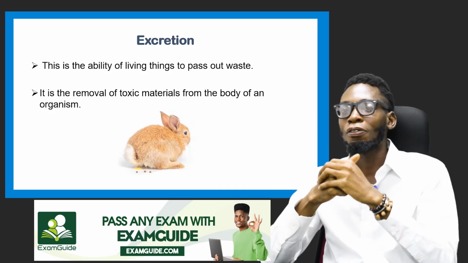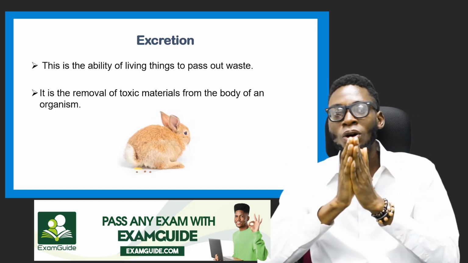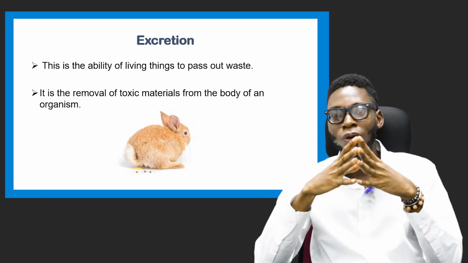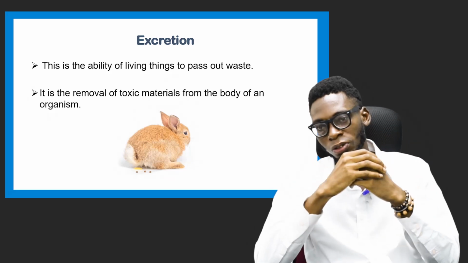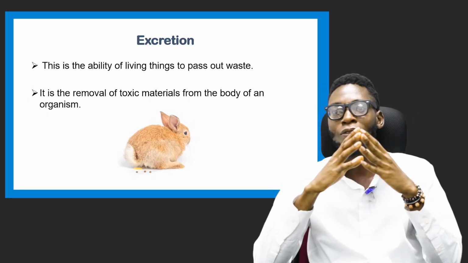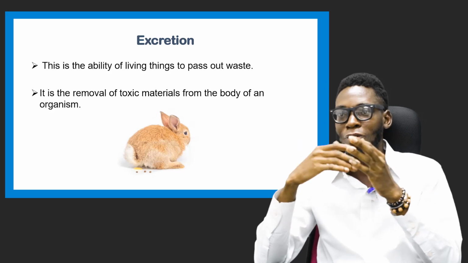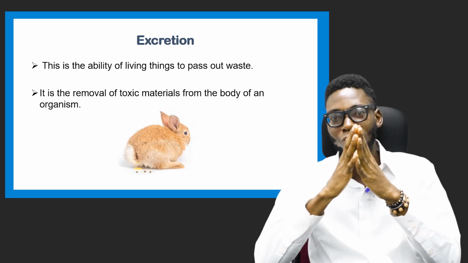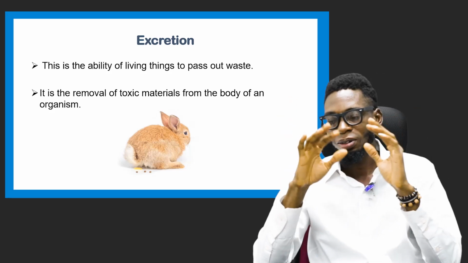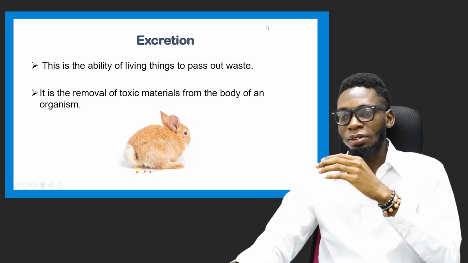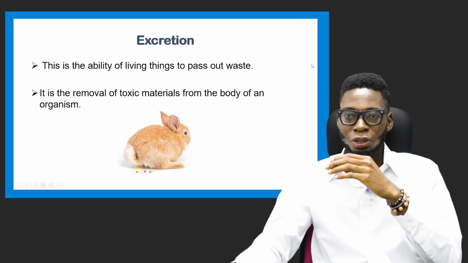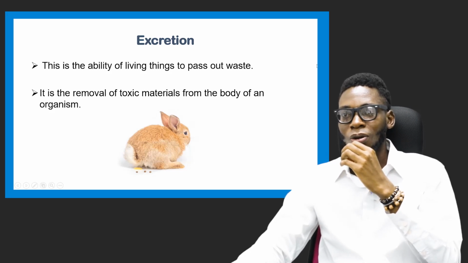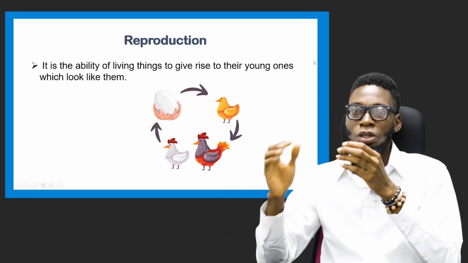So there is need for these waste products to be eliminated or removed from the body, because their accumulation is toxic or poisonous. So living things have organs that are in charge of removing this waste. Some of these organs are your kidneys, your skin, and others. Remember, excretion is very important, because if waste products are allowed to remain in the body, they will cause harm to the normal functioning of the body.